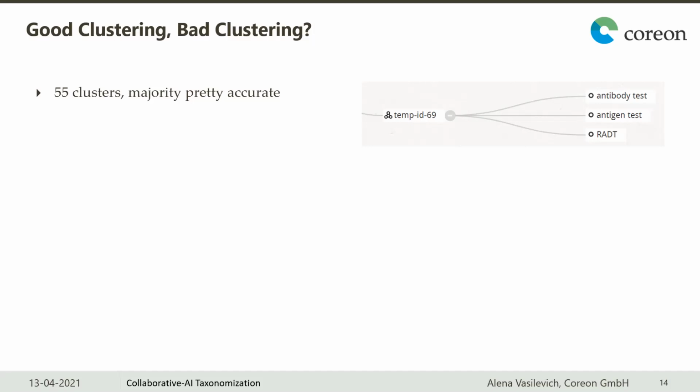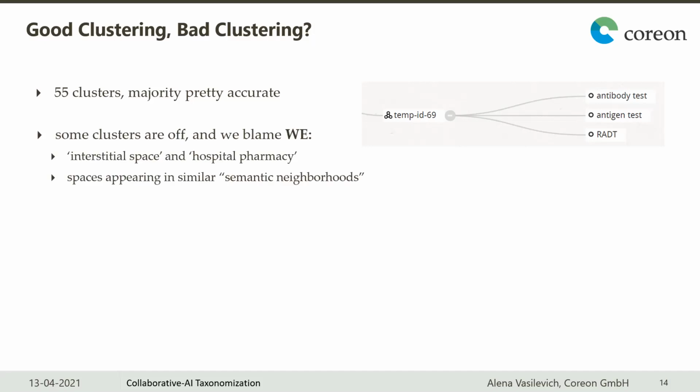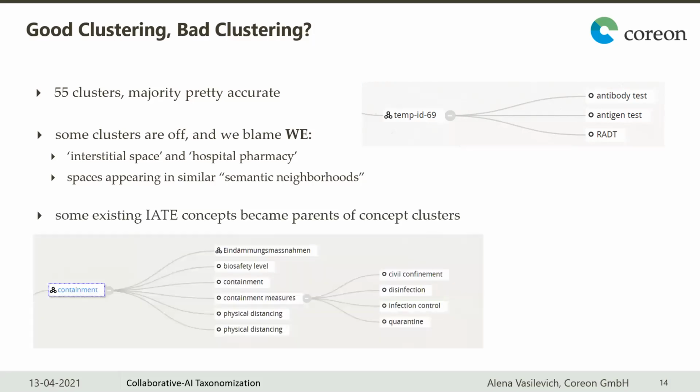Of course, there were grouping errors likely triggered by the corpora used to pre-train fastText. Like here, you see interstitial space, which is space between cells, and hospital, pharmacy. These two concepts were wrongly clustered together. As for word embeddings, both concepts are spaces appearing in similar semantic neighborhoods. Some existing concepts became parent concepts as well. For instance, the curator decided to make the existing containment measures concept the parent of civil confinement, disinfection, infection control, and quarantine.